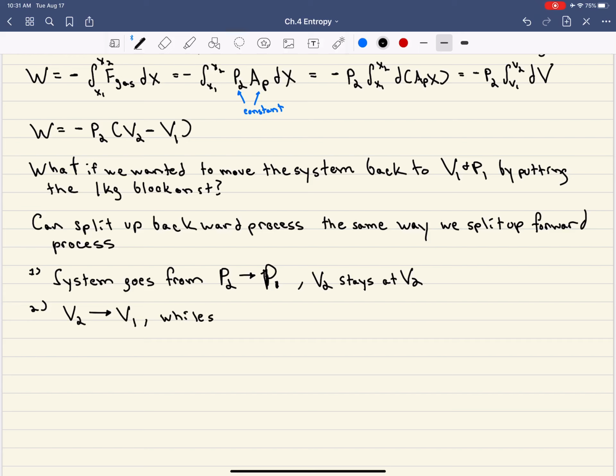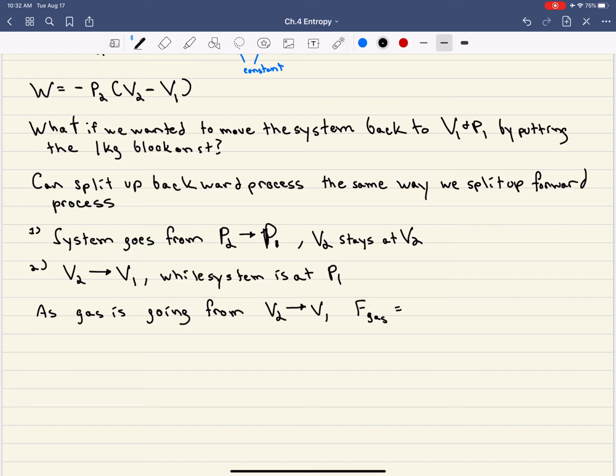All right, and so based on that idea, as the gas is going from V2 back to V1, the force that the gas feels is going to be equal to pressure 1 times the area of the piston, right? And that's following the same arguments that we did before. What I want to emphasize here is the reason that we have pressure 1 now is as soon as you put the block back on the piston, that changes the pressure that the gas is now feeling. Okay, it immediately jumps back up to P1.